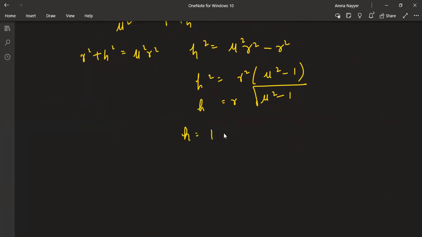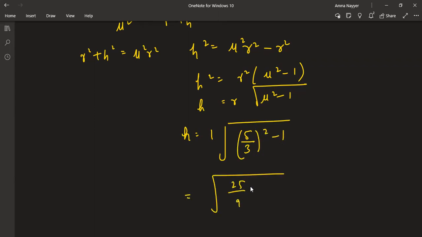Radius is 1 centimeter, so this will be 1. Refractive index was 5 by 3, so 5 by 3 whole square minus 1. That makes it 25 by 9 minus 1, which is 25 minus 9 by 9. So under root, that will be 16 by 9, which is 4 by 3. So 4 by 3 is 1.33 centimeters.